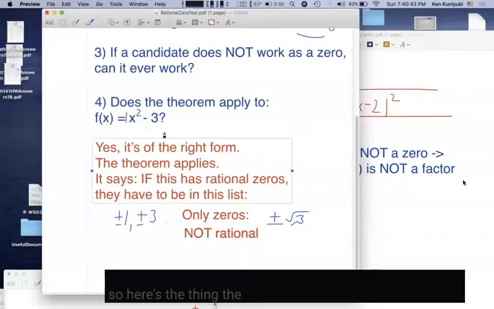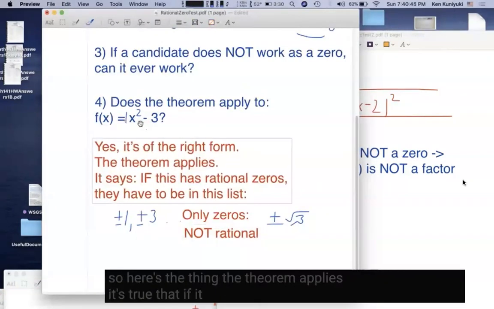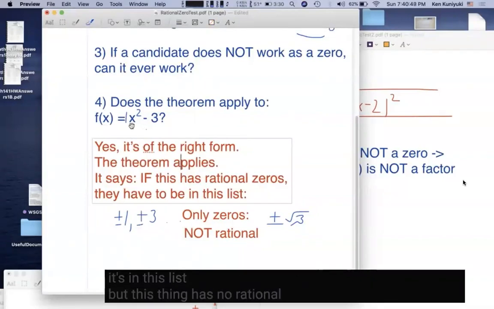So here's the thing. The theorem applies. It's true that if it has rational zeros, it's in this list, but this thing has no rational zeros. So none of the numbers in this list worked. All right. So the theorem applies. It's just that none of the zeros were rational. So it didn't help us any in terms of cracking this thing.